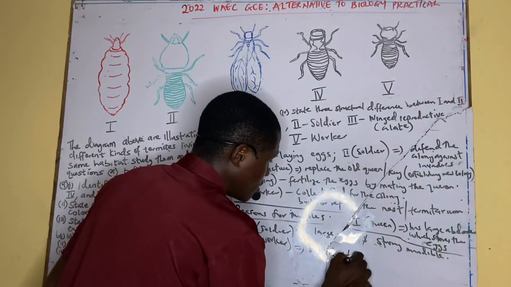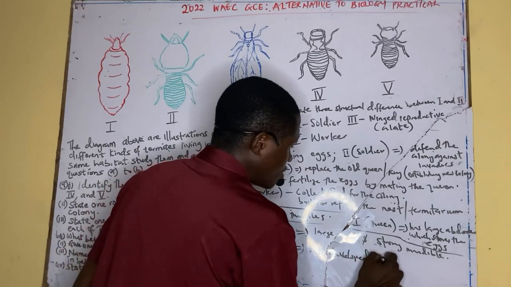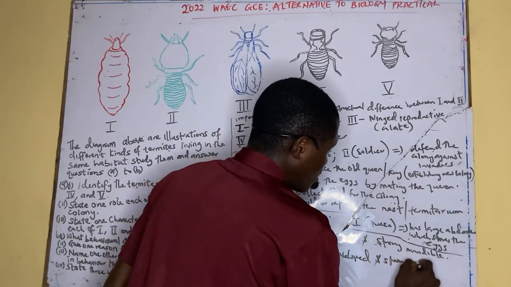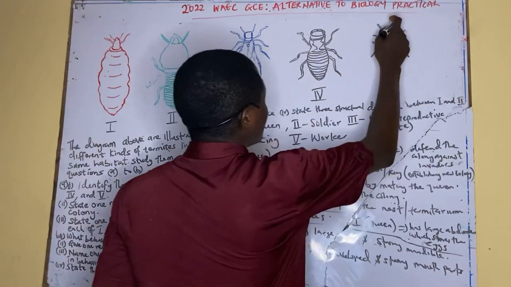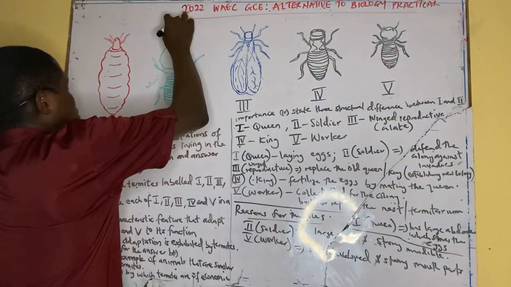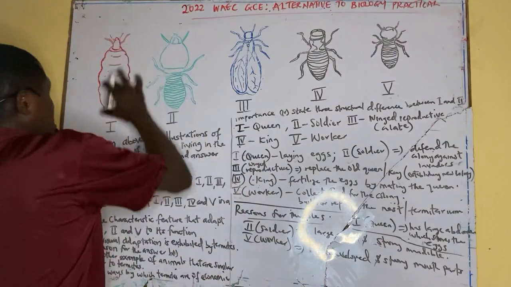Well-developed and strong mouth parts. You can see the mouth parts. You can see the head and the strong mandible of the soldier termite. And you can see the big abdomen.